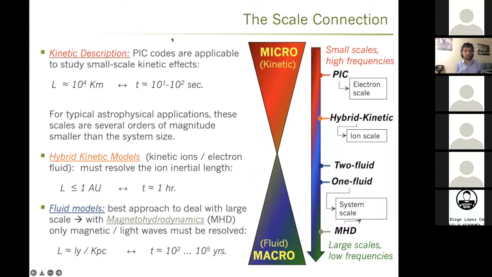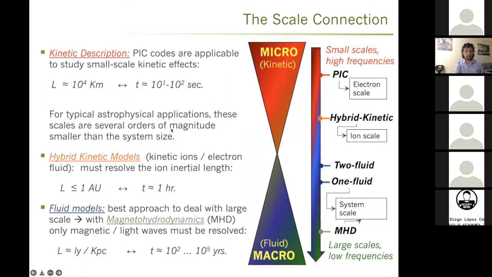Now, just to give you an idea, a kinetic description is applicable when you study small-scale kinetic effects. Kinetic means that you are describing at the same time the motion of the particles, like ions and electrons. When you try to model a plasma in this way, the best you can get is modeling lengths of approximately a few thousand kilometers and time scales of the order of 100 seconds, but no more than that. For a typical astrophysical application, these scales are several orders of magnitude smaller than the actual system size. But that's the only way to have a really consistent model of a plasma.